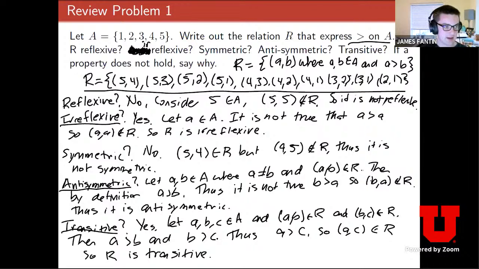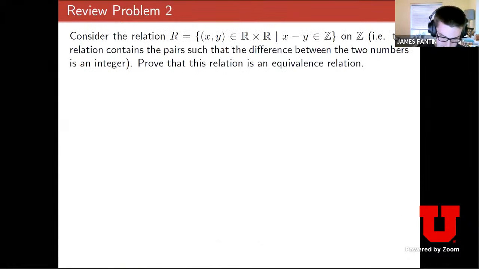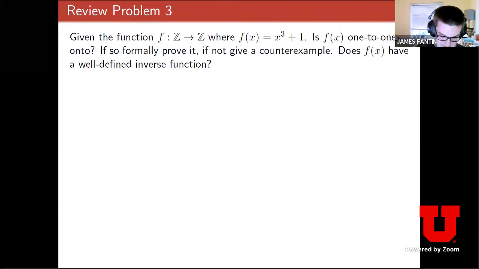Awesome. So let's take a look at another problem. We've got that as an equivalence relation. Sure, let's take a look at this one. So here we've got another function problem.